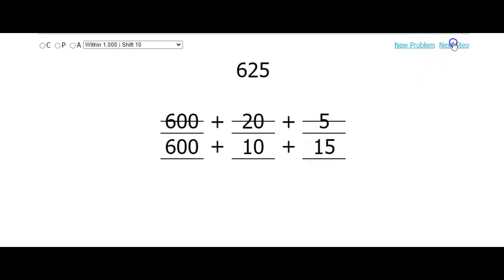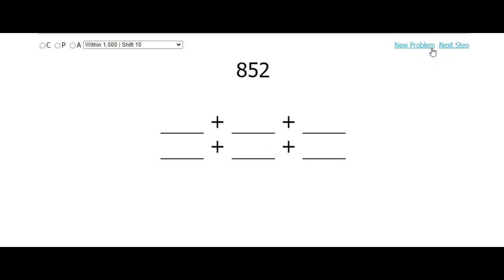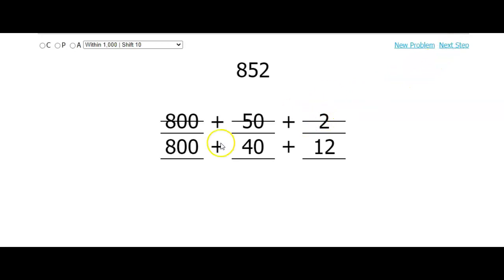Let's do one more. I have 852. What does that look like in expanded form? 850 and 2. If I'm going to shift a 10, remember my hundreds stay the same. I have 5 tens here. I'm going to shift one of them over here and regroup it with my 2. So that leaves me with 800, which is the same. Shifting a 10 from the 50 leaves me with 40. And combining that 10 with the 2 gives me 12. Today in your practice, you're going to do the same thing without the pictures.